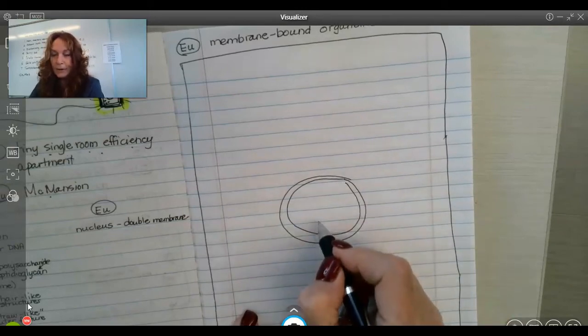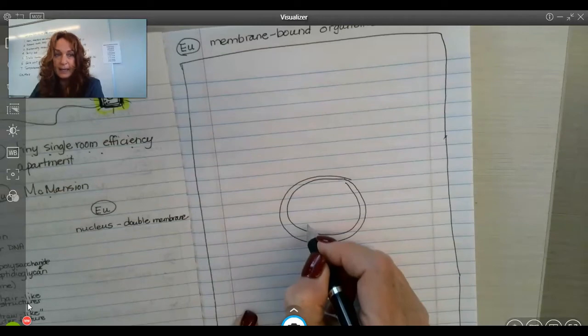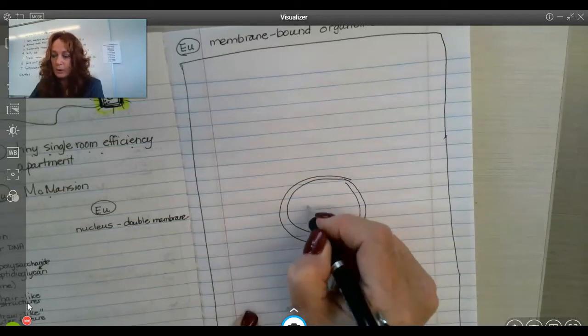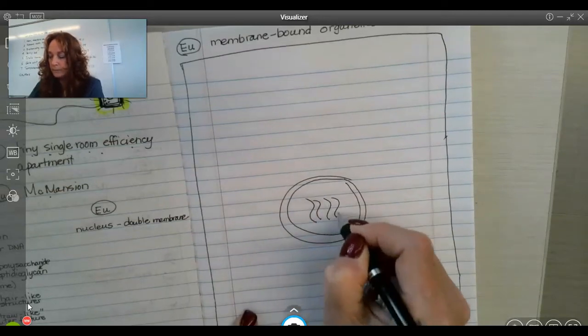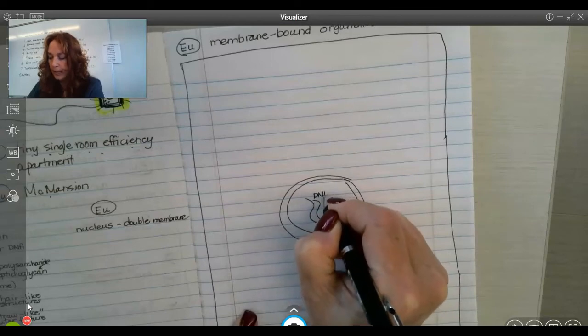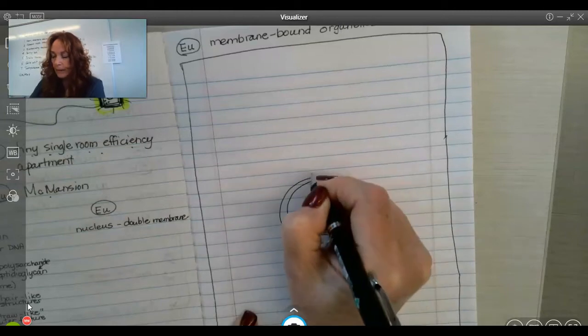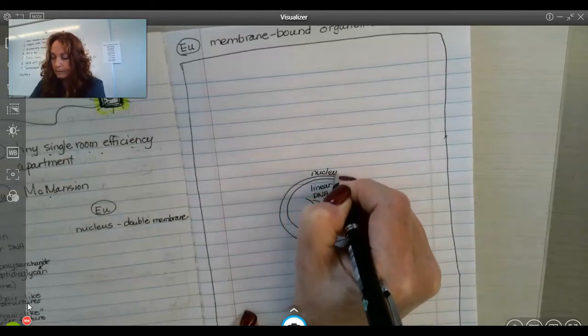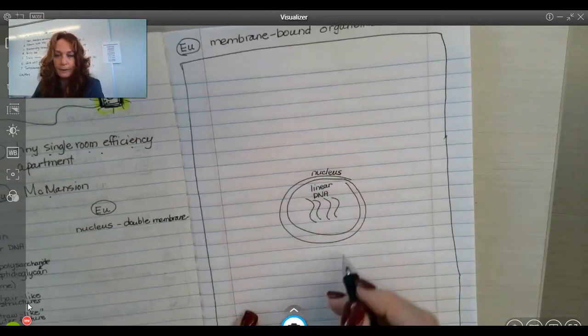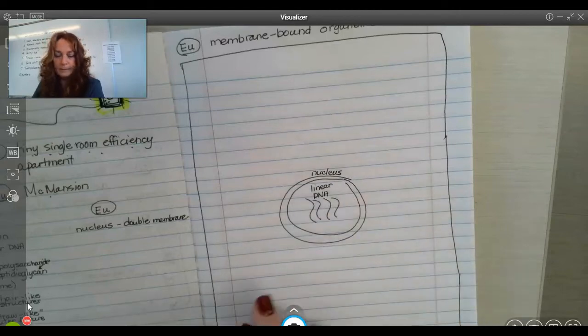And inside the nucleus, you're going to have DNA, but it's not circular. It's linear. So here's your DNA. This is the nucleus. That's the double membrane.